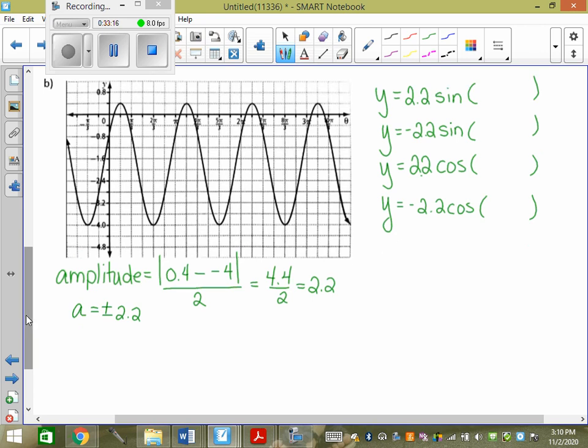So I would just do my midline equals my max, which is 0.4, plus my min, which is negative 4, divided by 2, which is actually negative 3.6 divided by 2, which is actually negative 1.8.